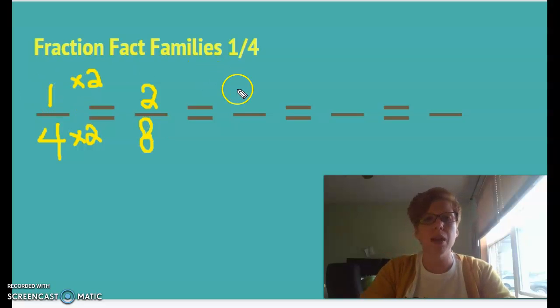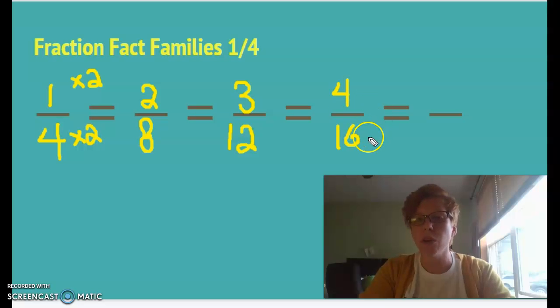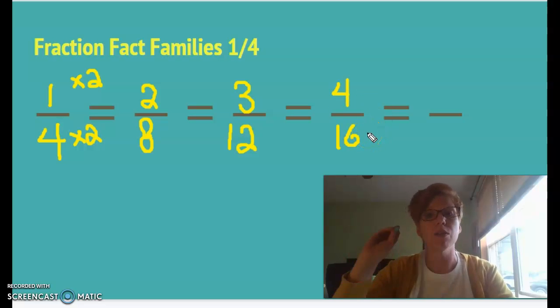Let's multiply them by 3. 1 times 3 is 3. 4 times 3 is 12. 3 goes into 12 4 times. So 3 is a fourth of 12. Let's multiply by 4. 1 times 4 is 4. 4 times 4 is 16. 4 goes into 16 4 times. 4 is a fourth of 16. I think we've got it.